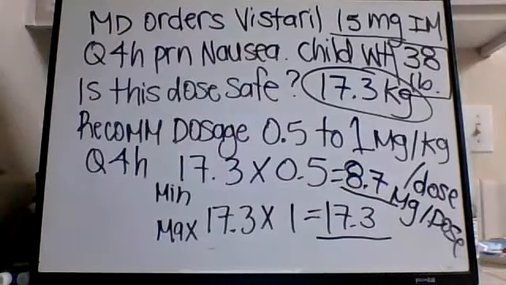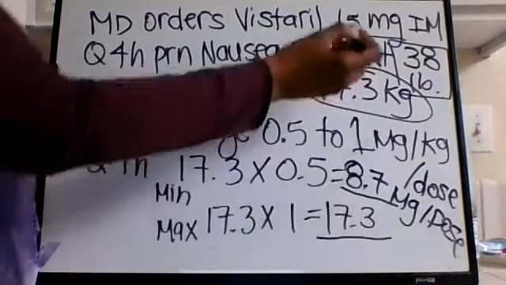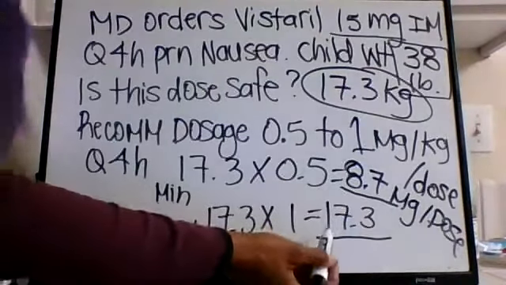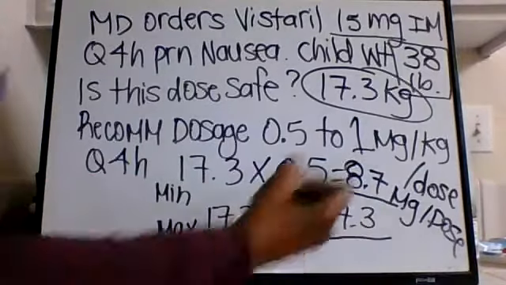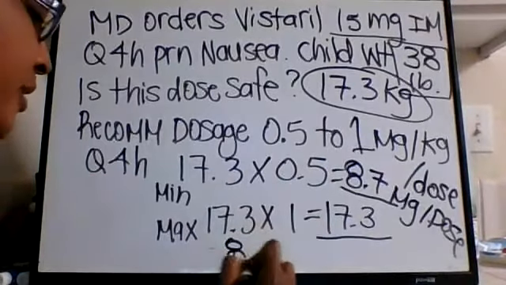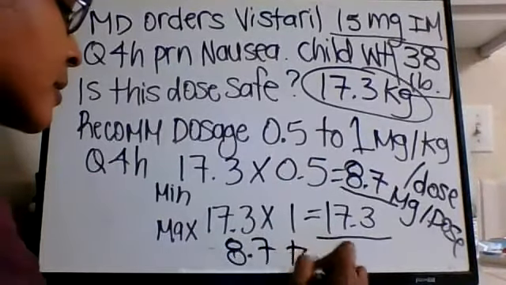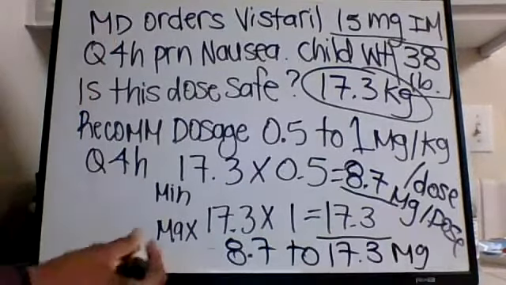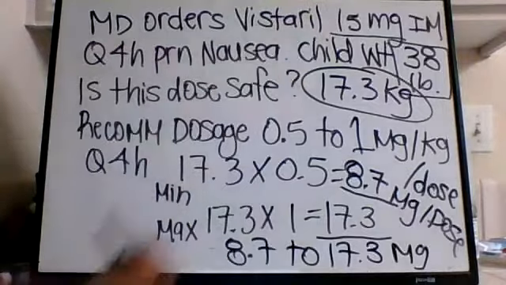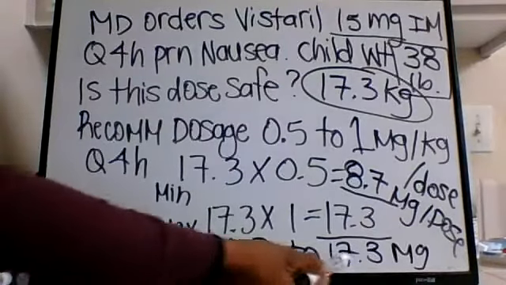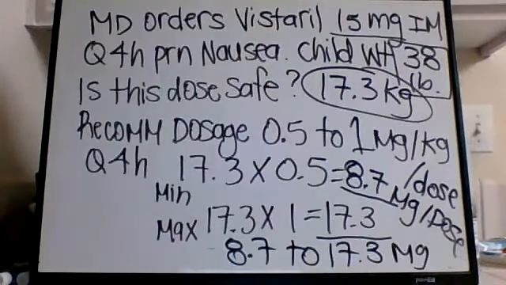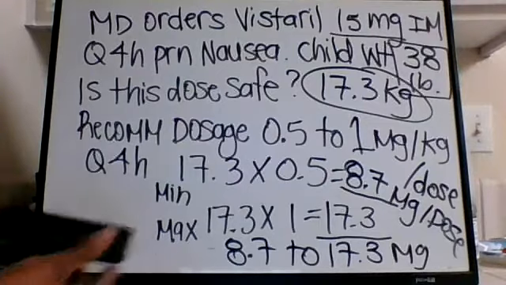So we're asking, is this safe? Is this dosage safe? Okay, so we can say, yes, it is safe, all right, because our safe dosage range is 8.7 to 17.3 milligrams, right? So we look at this, 15 is ordered. So yes, it falls within the safe dosage range. So yes, this 15 milligrams is safe to administer.